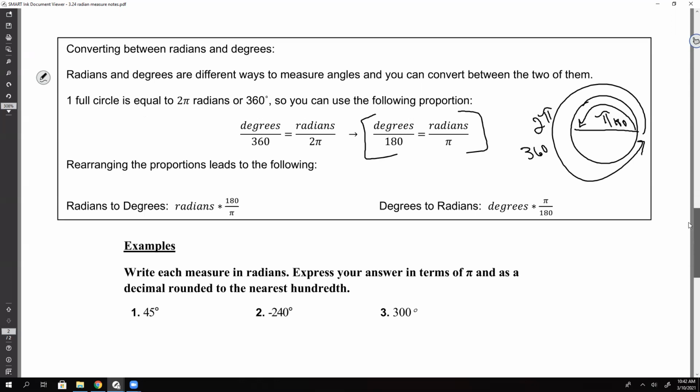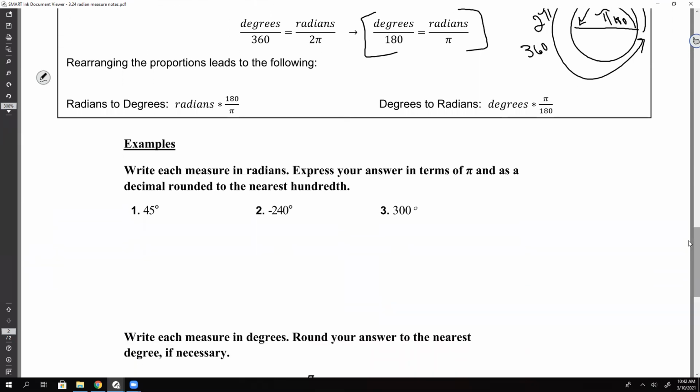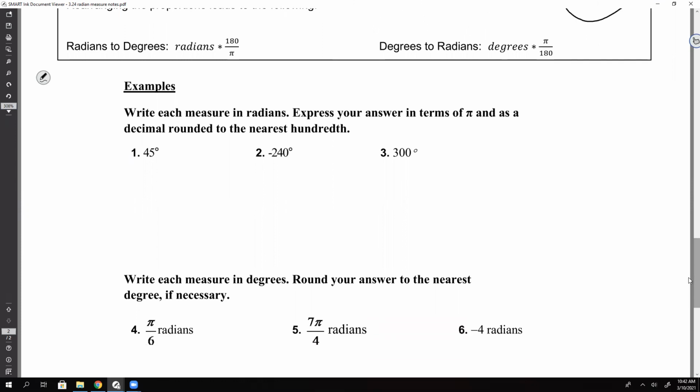So now we just go through and we'll do some examples. It says write each measure in radians. Express your answer in terms of pi and as a decimal rounded to the nearest hundredth. Okay, so we're given degrees and we want to go to radians. So I'm going to use this one here. It's degrees times pi over 180. So I'm going to take 45 times pi over 180. Okay, multiply across. So I get 45 pi over 180.